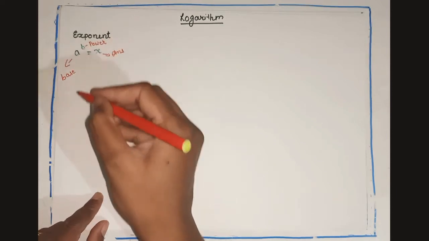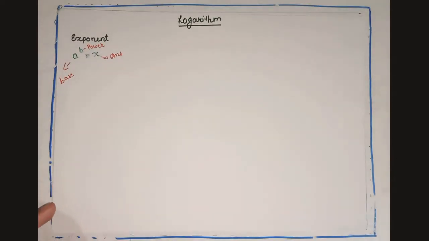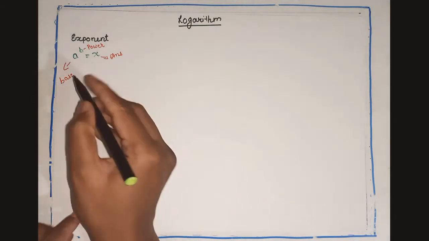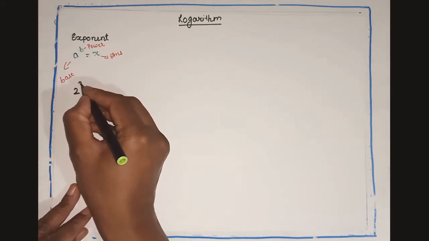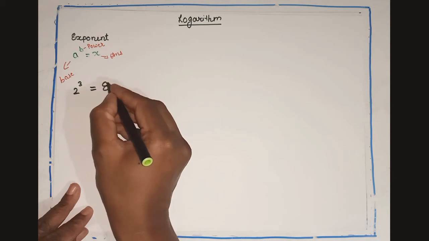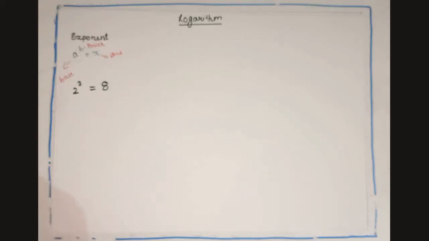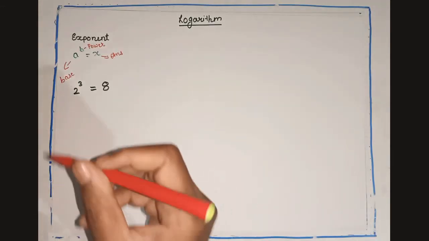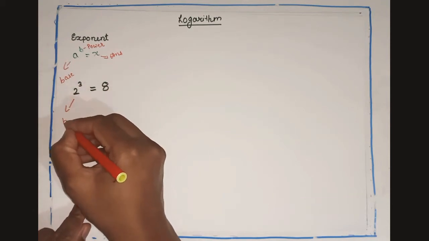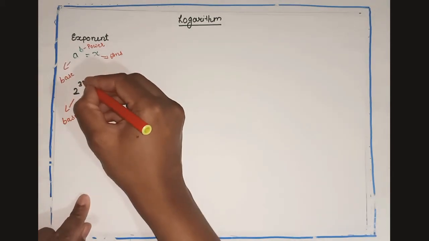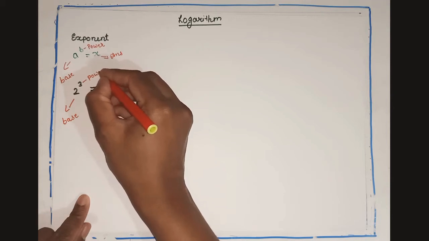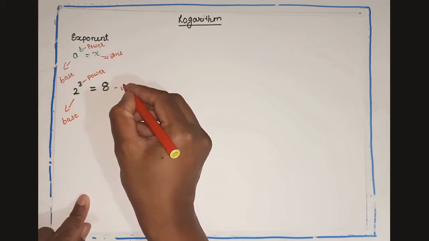Okay, the same thing I am writing with the help of an example. For example, 2 cube is equal to 8. If 2 cube is equal to 8, in the same way here 2 will be your base, 3 will be your power, and 8 will be your answer.